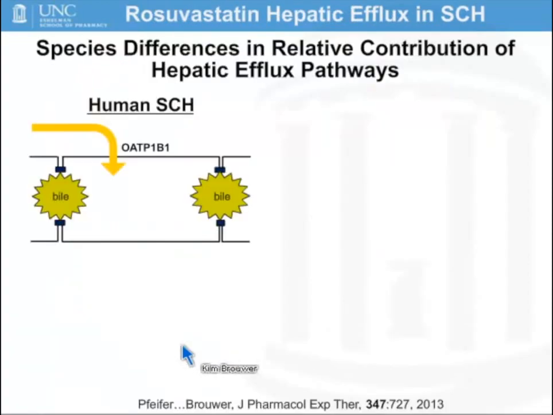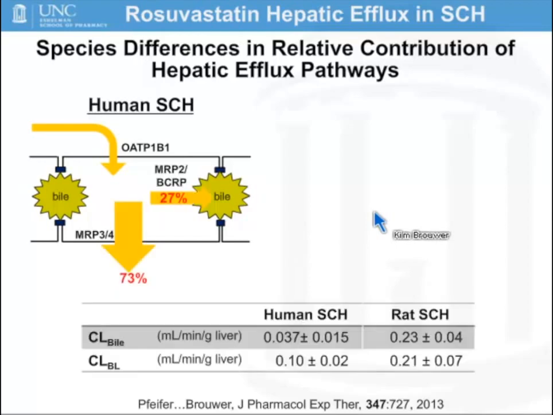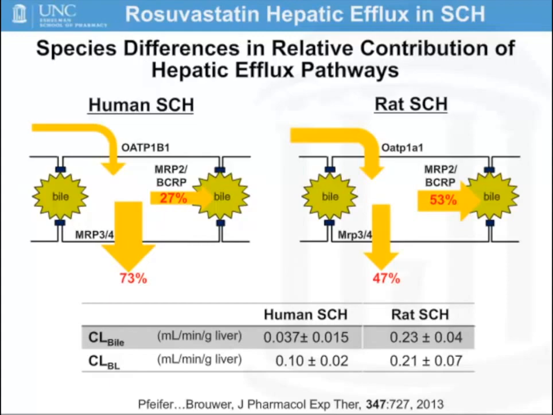And the results of the experimental protocol and the modeling revealed some very interesting data in the sandwich cultured human hepatocytes. You can see here the relative contribution of basolateral efflux to overall hepatic clearance versus biliary clearance. And the biliary and basolateral clearance values are shown here in the table. So again, about 70-some percent of the rosuvastatin taken up into the hepatocyte is fluxed back out by the basolateral efflux transporters into the medium, and a much smaller percentage going into bile. And in the rat sandwich cultured hepatocytes, we saw a more even distribution of the biliary and basolateral clearance here, the values being quite similar, so about a 50-50 movement of the rosuvastatin into bile versus back into the medium.